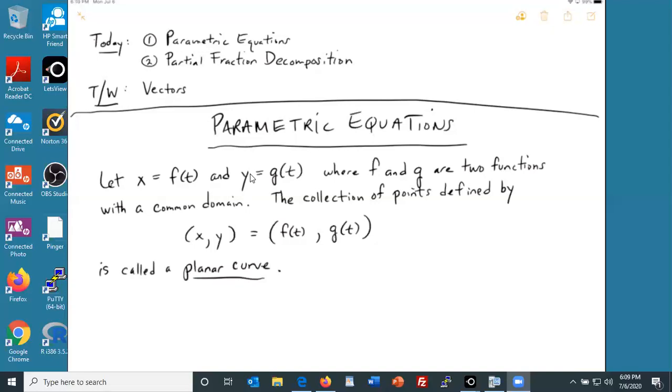All right, so now one last part of our definition. The equations, which are x equals f at t and y equals g at t, are called parametric equations.